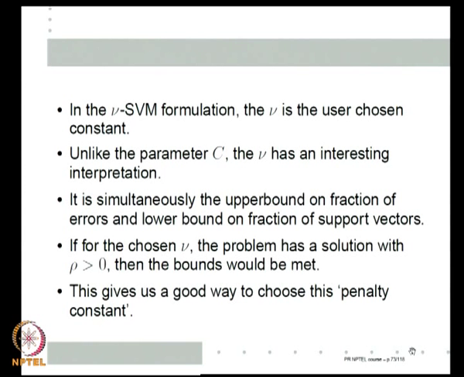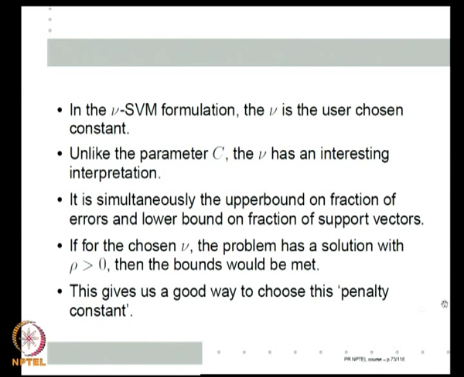This gives us a very good way of choosing the penalty constant. Unlike C, I can choose nu, because I have a good idea of it. If I am willing to tolerate at most 10% margin errors, then I choose nu to be 0.1. I solve it. Suppose on this problem I cannot get a solution where I misclassify only 10% of points, it turns out that the rho that I get would be 0.